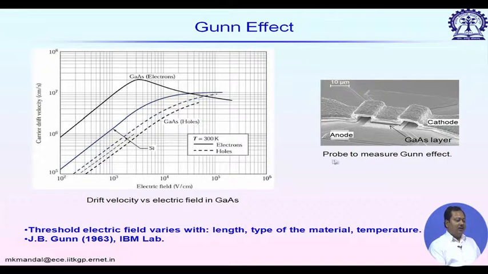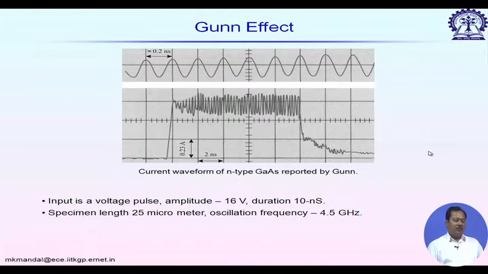J.B. Gunn was doing an experiment using group 3-group 5 material in an IBM lab, and he discovered the characteristics of these transferred electron devices, and that is why sometimes it is called the Gunn diode. So, let me discuss his experiment, what he was doing. At that time it was well known that a gallium arsenide device is noisy. Whenever we send some RF signal through any gallium arsenide device, it produces noise. So, what was Gunn's intention?